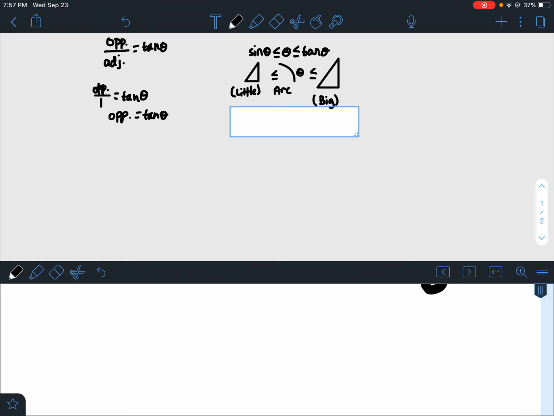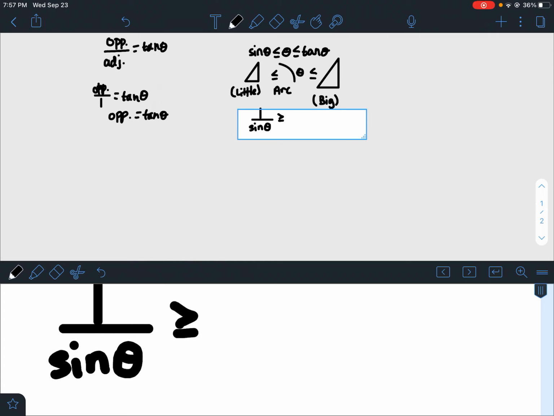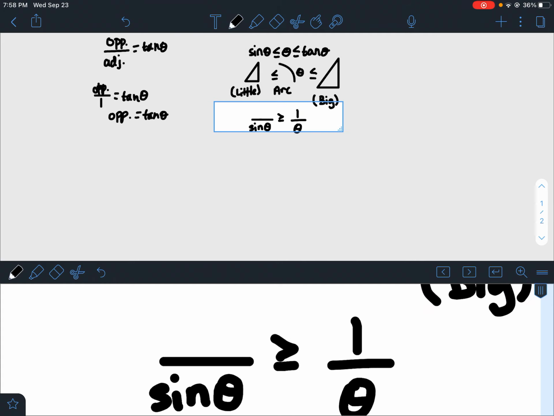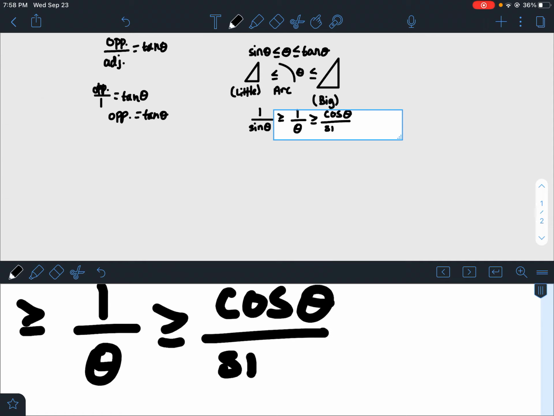So what you can do, actually, is take the reciprocal of all of them, pretty much. And we get 1 over sine of theta, and then it switches. It's greater than or equal to 1 over theta. So basically, 1 over theta is greater than or equal to the cosine of theta over sine of theta, because basically that's what 1 over tangent is.